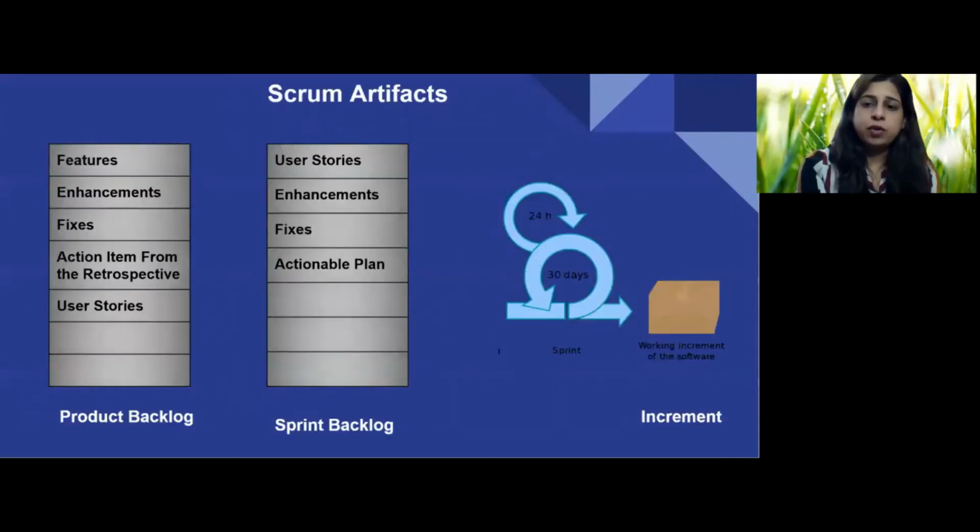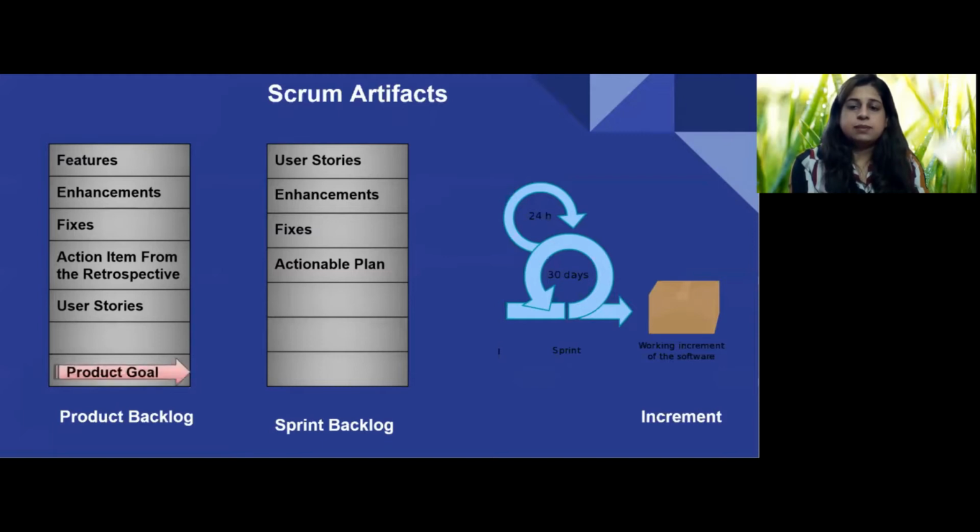Let's look at how the requirements get stored using the Scrum artifacts. Requirements are organized and prioritized in the product backlog in the form of features, enhancements, fixes, action items from the retrospective, and user stories. Features are further refined into user stories of a size smaller than or equal to one sprint. The product goal becomes a commitment of the product backlog.